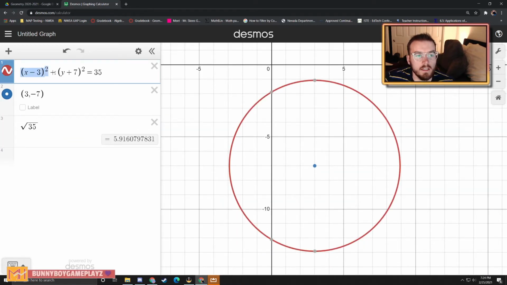So please let this sink in here. These two numbers are directions on how to find the center, and then you take the square root of this number and you get your radius, okay? Let's see that play out several times over, okay?